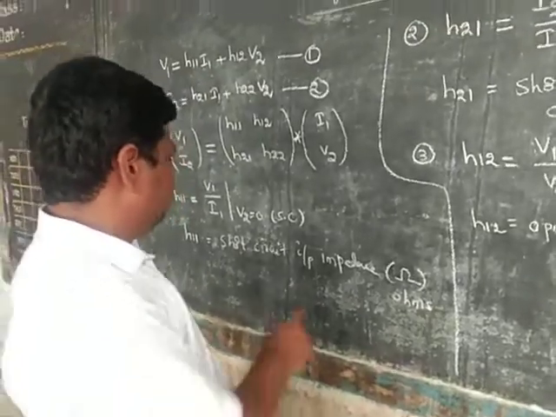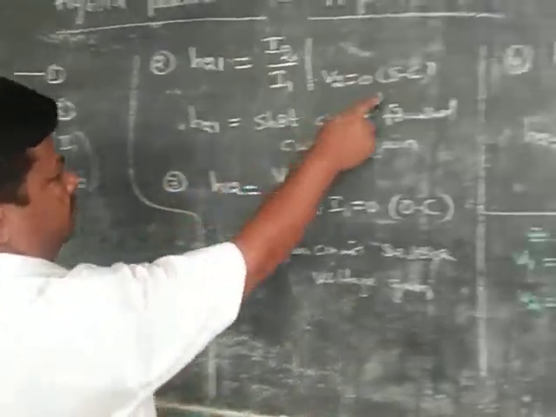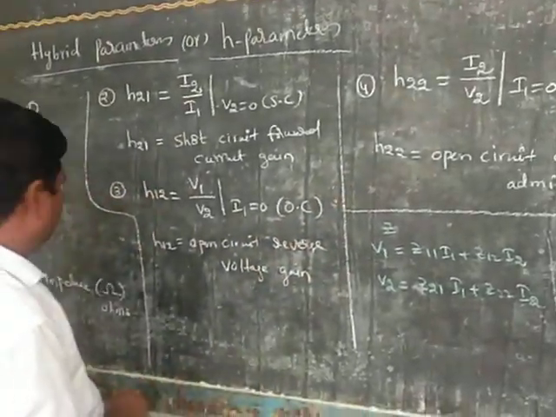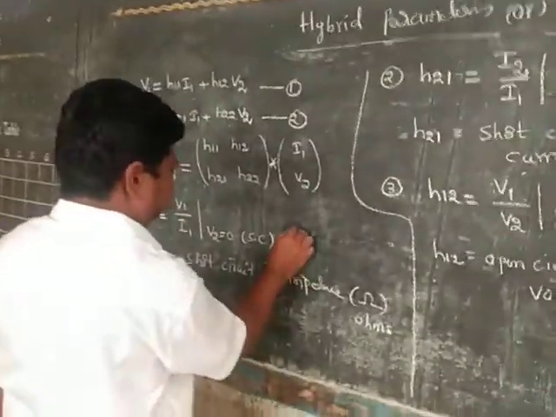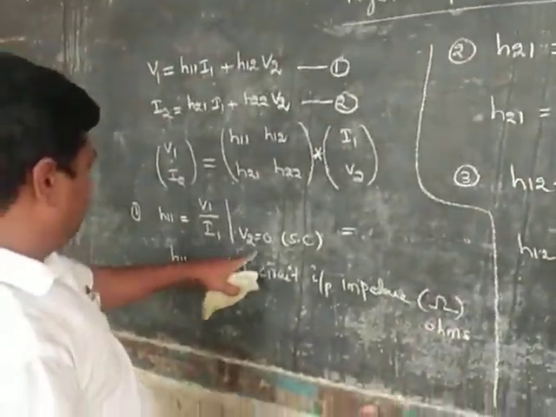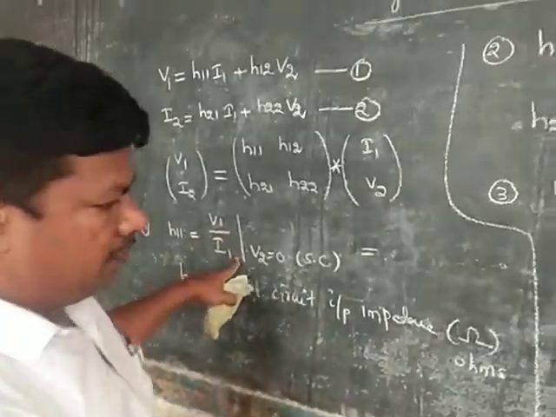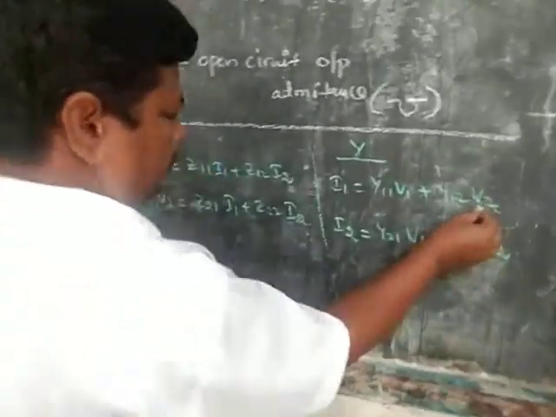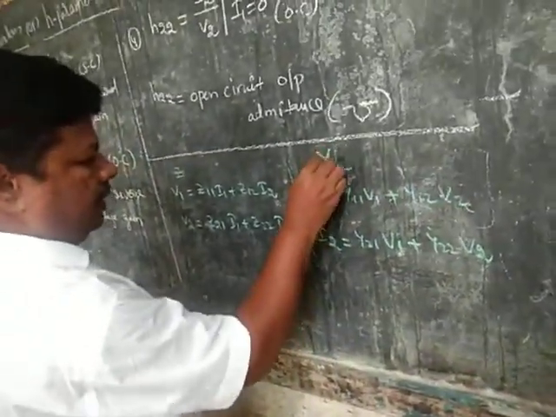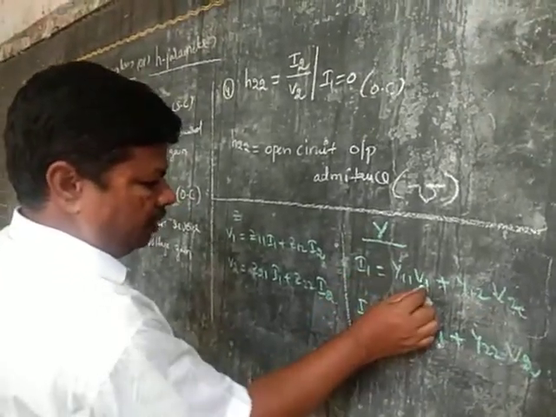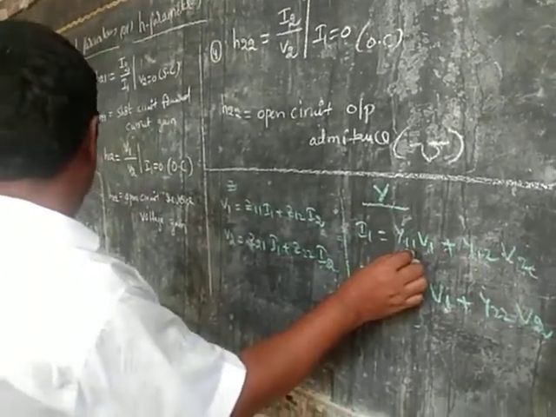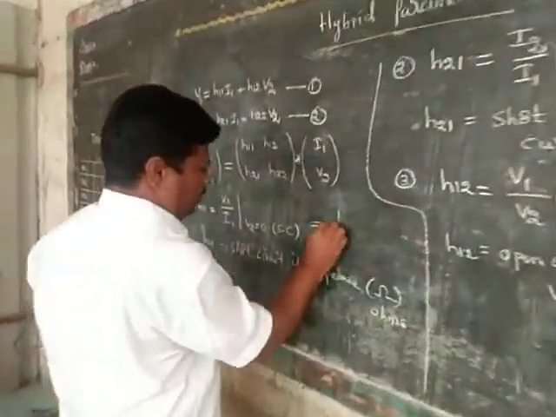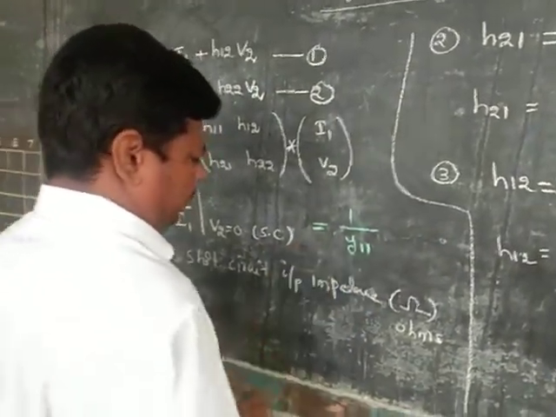Observe here: two parameters are calculated using short circuit, and another two parameters are calculated using open circuit. Now we can represent H11 as V1 by I1 whenever V2 is equal to 0. In Y parameters, with V2 equal to 0, I1 by V1 is equal to Y11. But here the combination is V1 by I1, so this is equivalent to 1 by Y11.